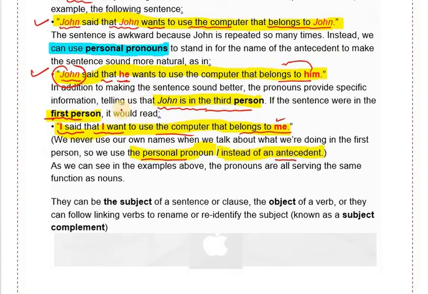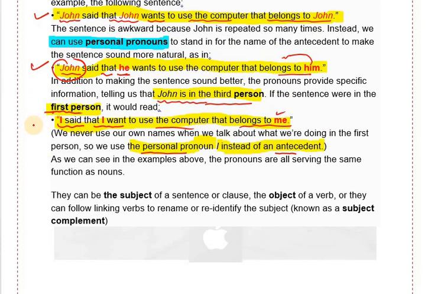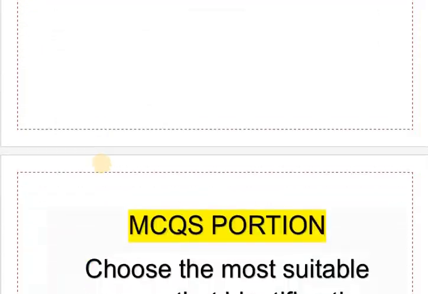They can be a subject pronoun, an object pronoun in a sentence, and sometimes it can follow the linking verb to rename or redefine the subject, and is known as a subject complement. The subject, object and subject complement we have already discussed in previous videos. This is the MCQs portion, just for understanding.